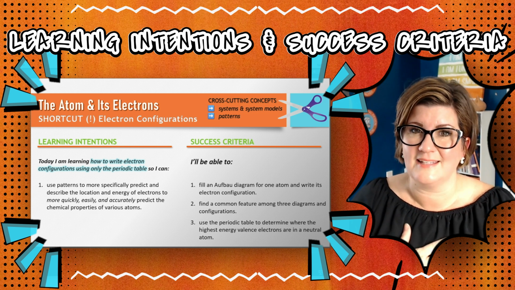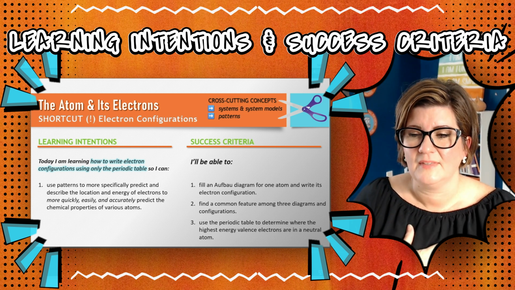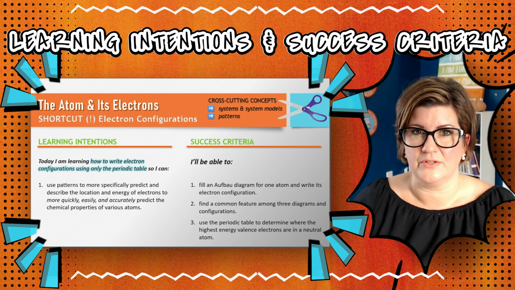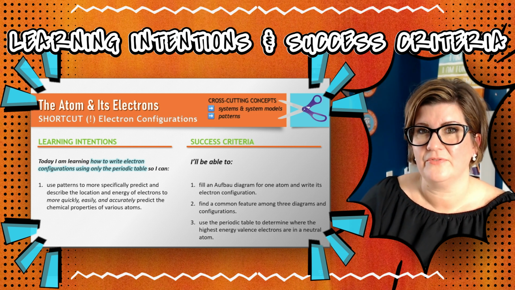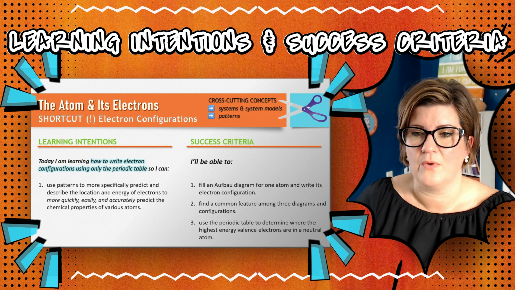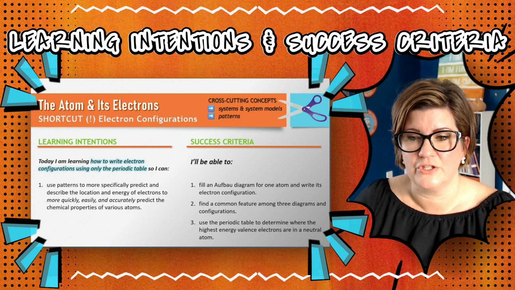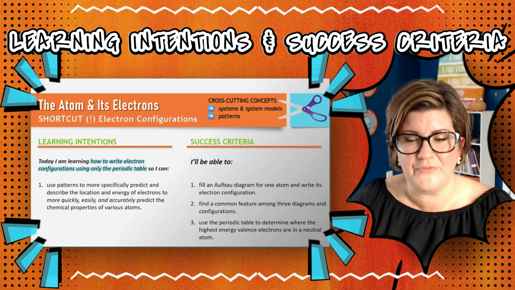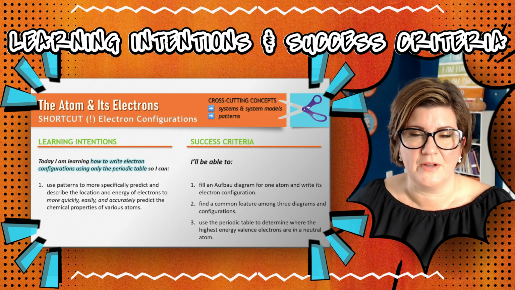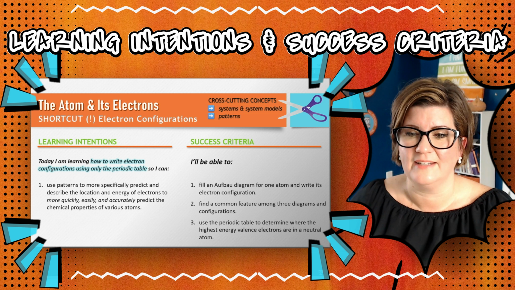For me, I ask each student to do 1, and they can look at their partners to see what they did or talk about how they're filling them as they're filling them. They're each doing 1, writing an electron configuration, working together to find a common feature among 3 diagrams and configurations.